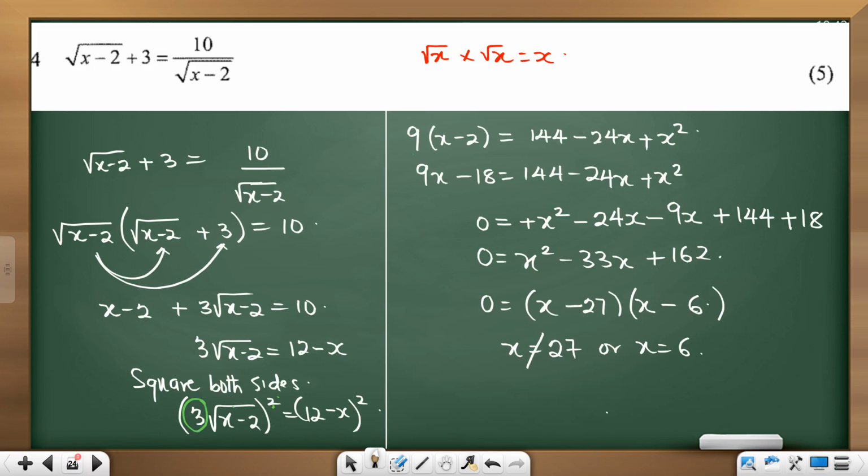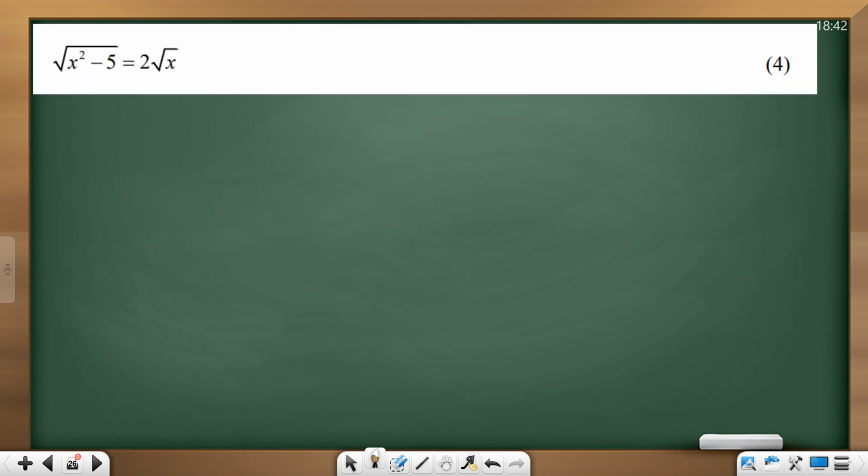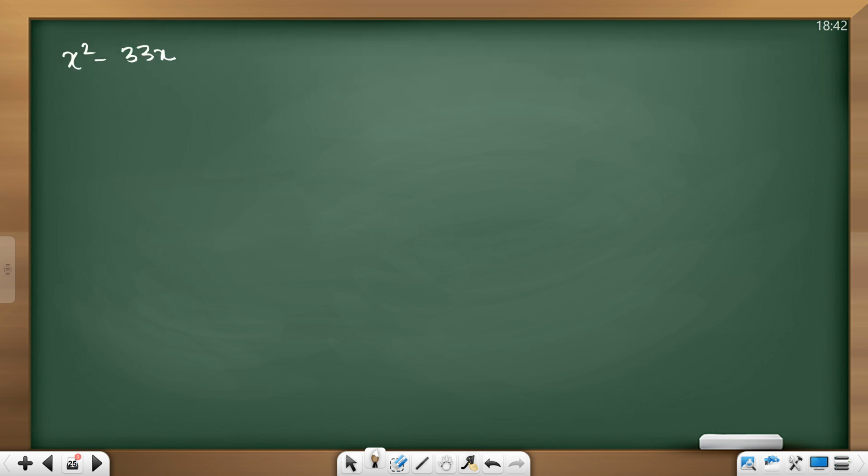I want to factorize without a calculator. I have x squared minus 33x, is it plus 162? Okay, guys, there's so many hands up. Check what I'm going to do. I am going to do what you were doing in grade 7 that you thought was not important.